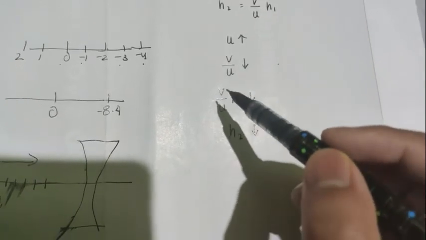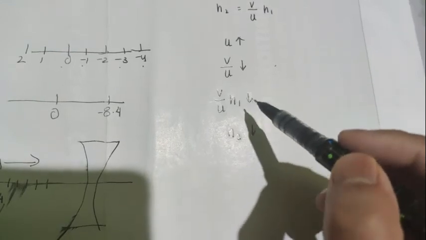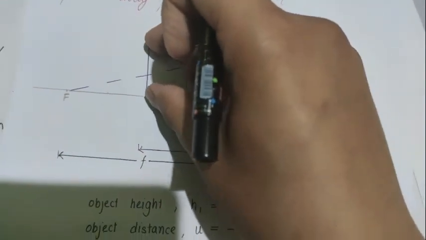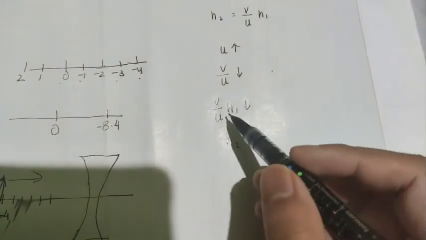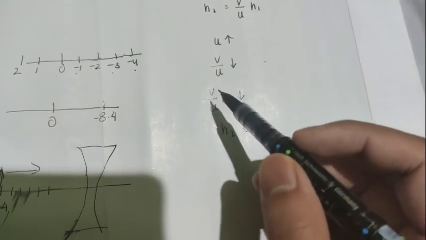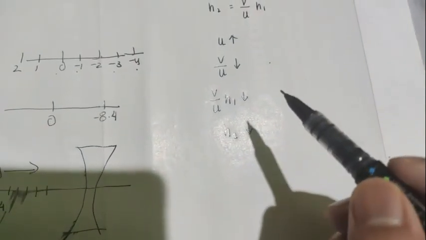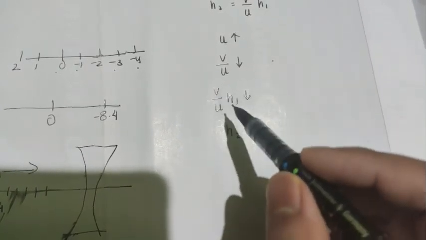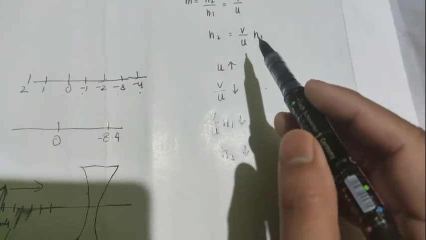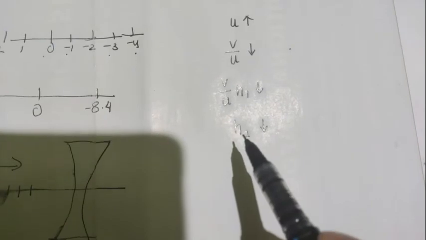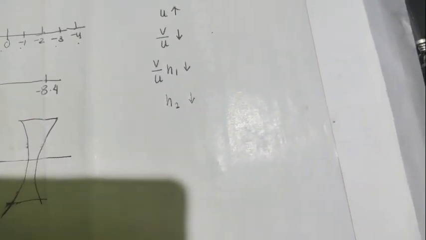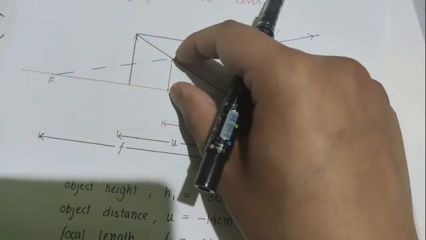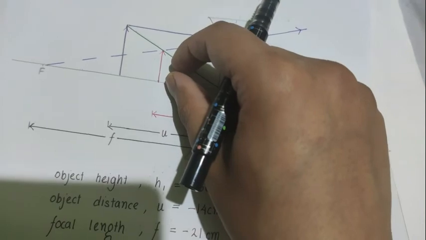So this value will decrease. If v by u decreases, what happens to v by u into h1? This value also decreases. We know h1, what does it mean? It means the height of the object. Is my height of the object changing as I'm taking it away from the lens? No. So my h1 does not change. Clear? So it doesn't play any role. So v by u into h1 will increase or decrease? It will decrease. What does this mean? V by u into h1 means your h2. Your h2 will increase or decrease? Your h2 will decrease. Now what do you mean when you say h2 decreases? It means the height of the image slowly decreases. Clear?